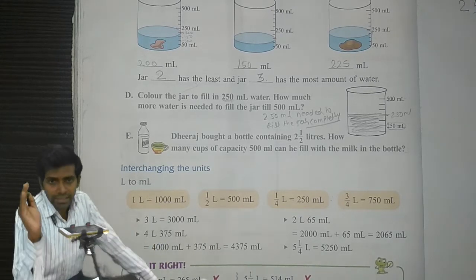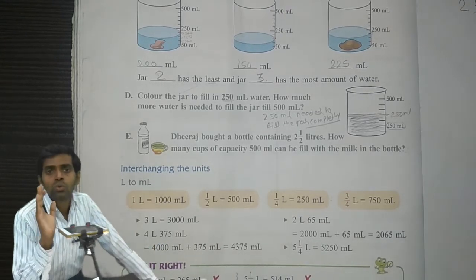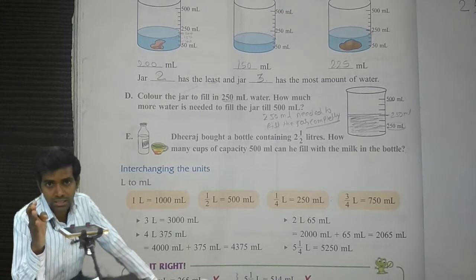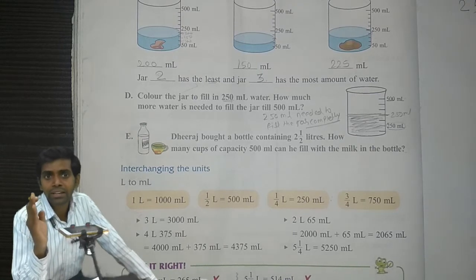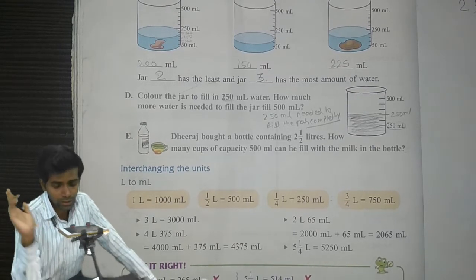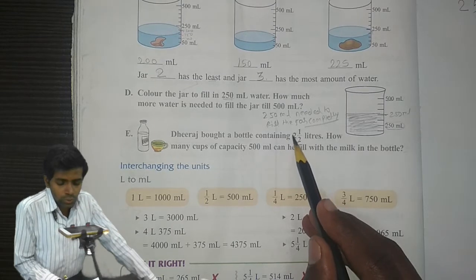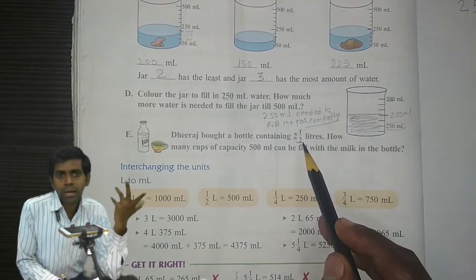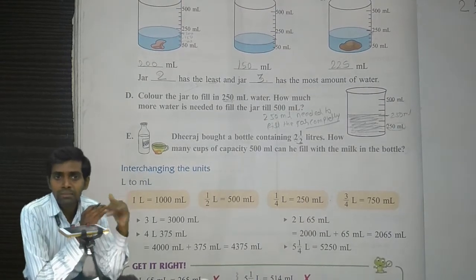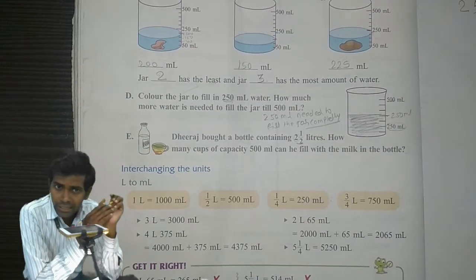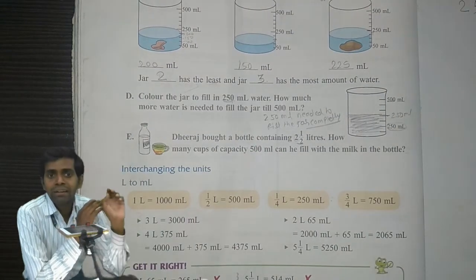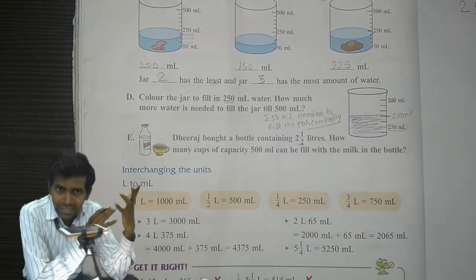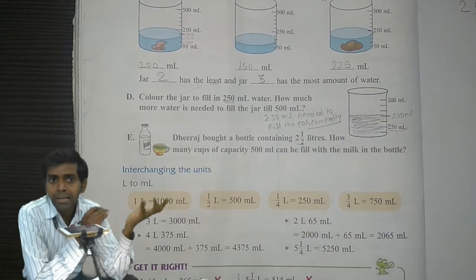Simple है. The capacity of the bottle is given, and that is 2.5 liters. That means 2500 milliliters. देखो मैंने क्या बोला. What is the meaning of 2.5 liters? 2 liters, that means 2000 milliliters, and half liter, that means 500. So the capacity of the bottle is 2500 milliliters, and we have a cup of capacity 500 milliliters. So the question arises that in how many times the bottle will be completely filled.